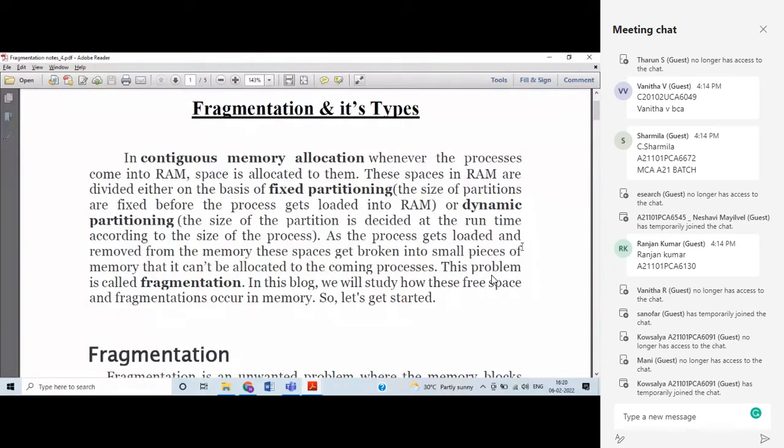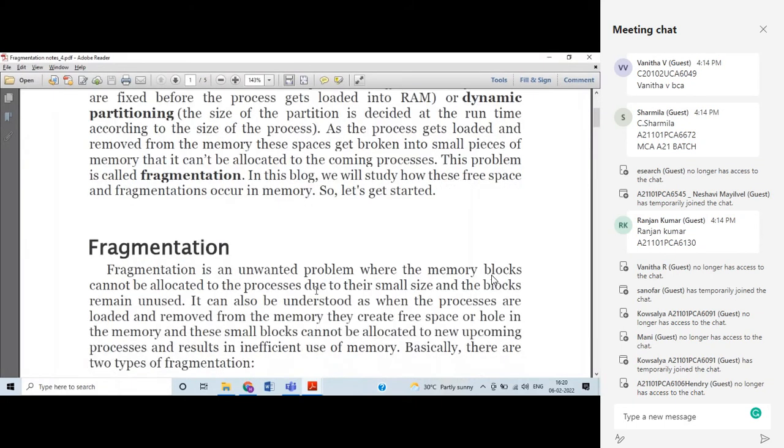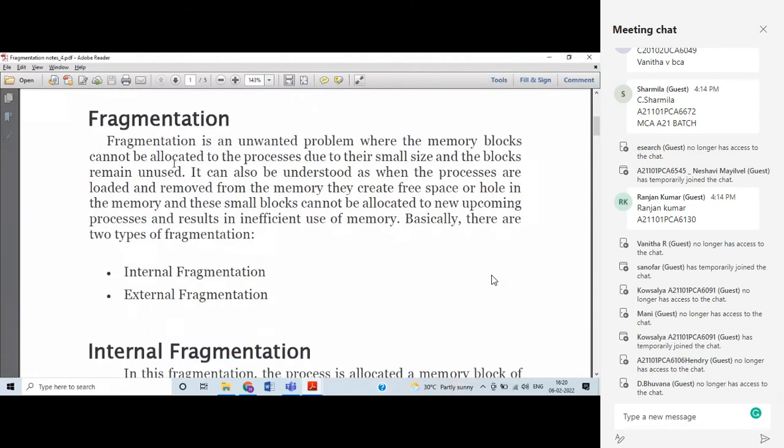As the process gets loaded and removed from the memory, these spaces are broken into small pieces of memory that can't be allocated to the incoming processes. This problem is called fragmentation. An example will make it easier to understand. So, just to see the example.